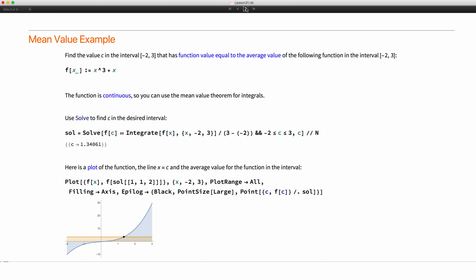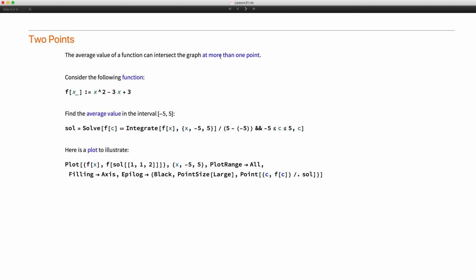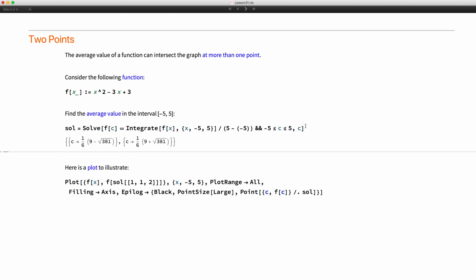But the main point is that sometimes you can get more than one point at which the average value is attained. So here's an example where you have a function, you try and work out the average value and then work out the point at which you want to check whether the average value equals the function value. You get 2 points now, and here's a picture which says that you really have 2 points at which the average value is attained.